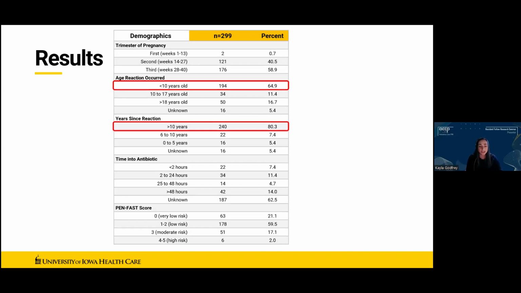And then we also looked at our PenFast score. This is a score designed to help risk stratify patients' drug allergies based on a few different factors such as years since reaction, the type of reaction that they had, and if treatment was required. So you can see the majority of our patients fell in that low risk range, meaning they had about a 5% chance of a positive penicillin allergy test.